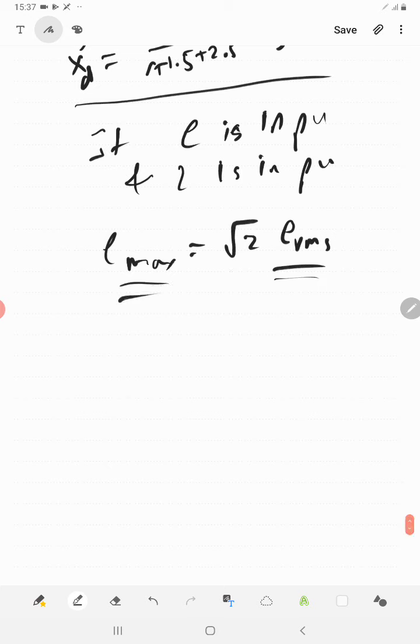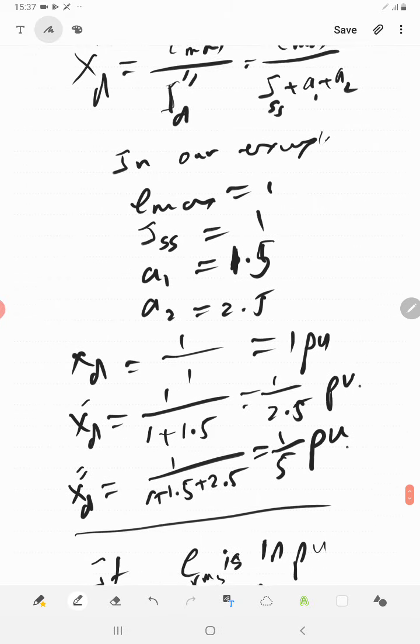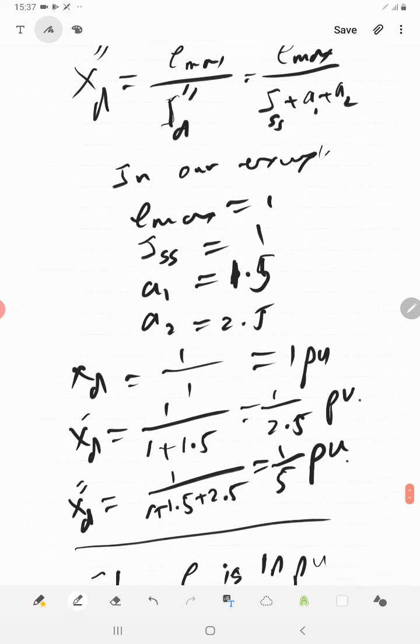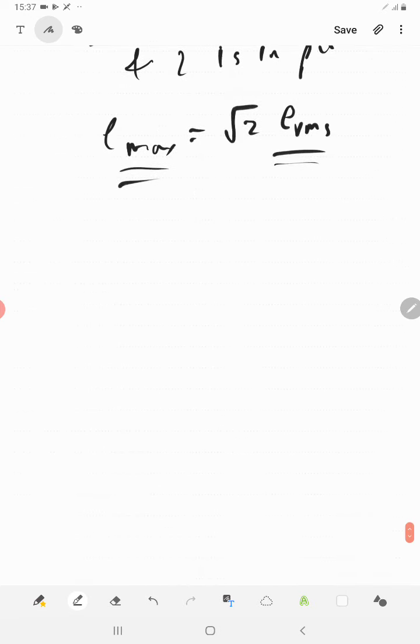So if ERMS is 1 per unit, then you multiply by root 2. Because why? Because you are taking the envelope, the maximum. This is E maximum, okay? So in that case, E maximum is root 2. This is just a scaling factor, okay? It's very important you understand that. So it's basically this regarding understand it and do the project.